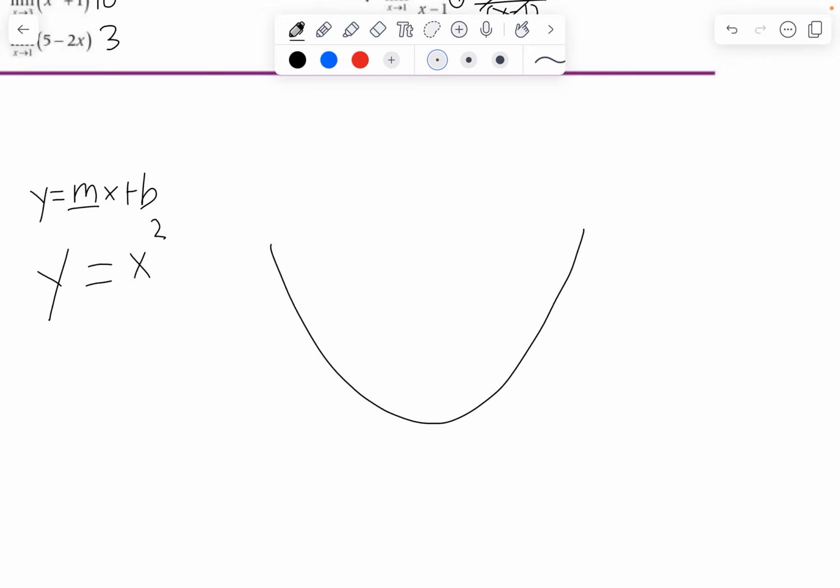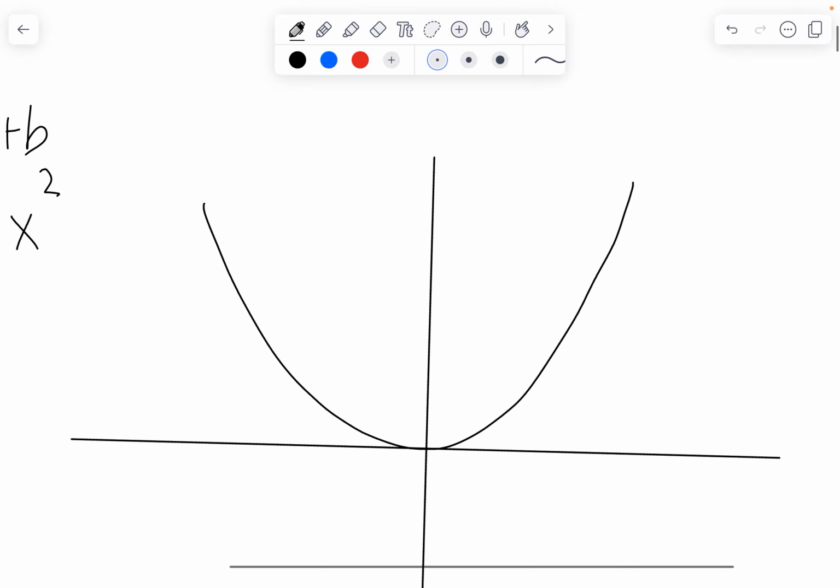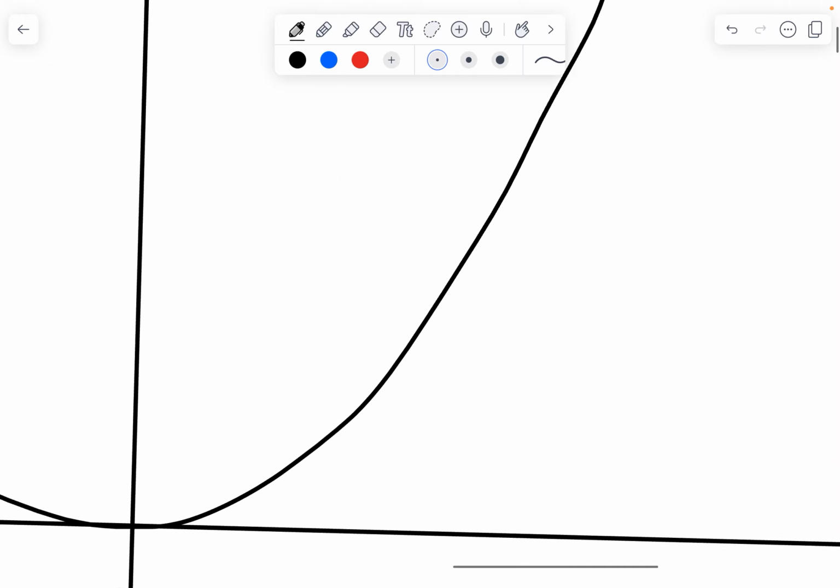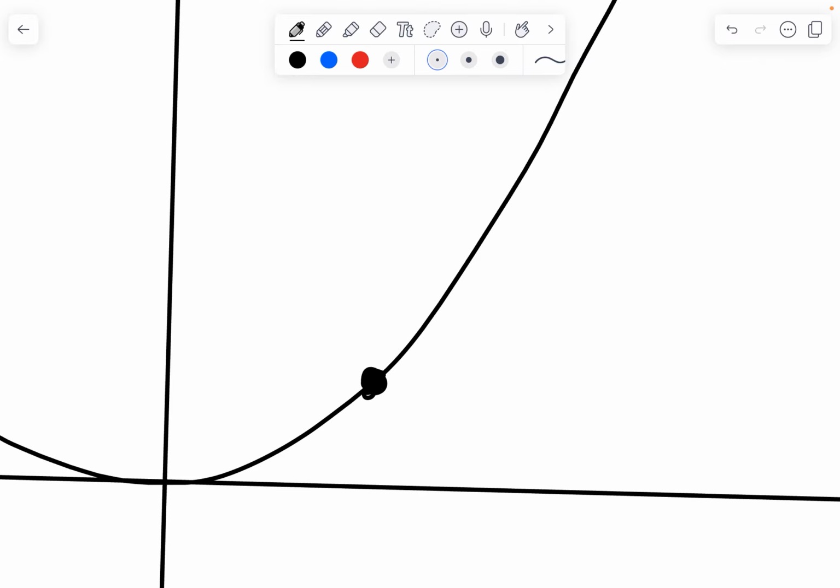And you have your axes, hold on. Okay, that's a little weird. Hold on. There we go. That's better. Okay, it's going to look something like this. This is y equals x squared, f of x equals x squared. And I ask you, okay, find the slope at this point. How are you going to do that?